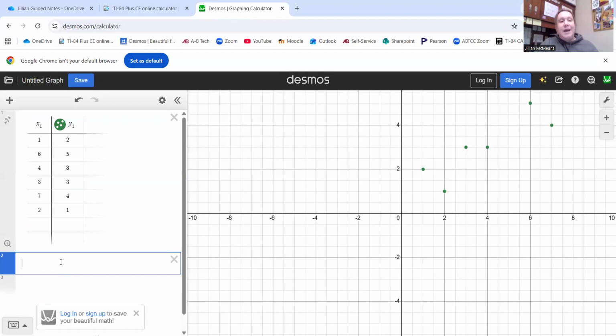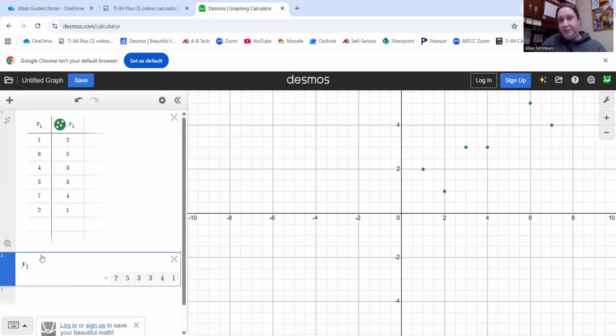And then here's what you have to do. You have to type in something weird. You have to type in Y underscore 1. To get the underscore, you do shift, and then the button that's in between 0 and the plus. So I'll do the underscore 1, so that just gives you the subscript. And then you don't want to type in equals here. You want to use the little tilde button.